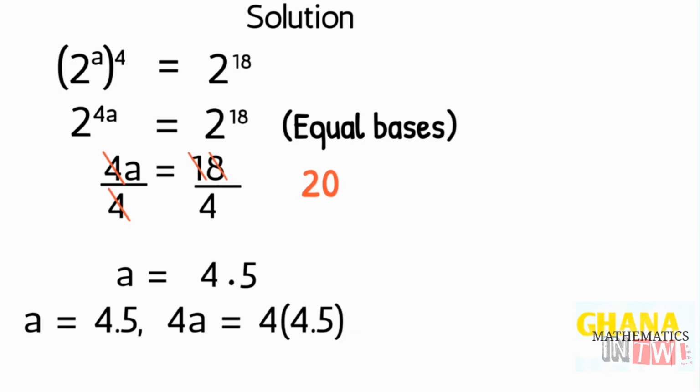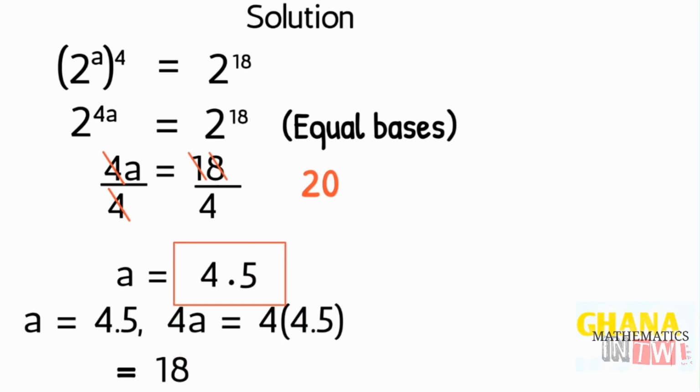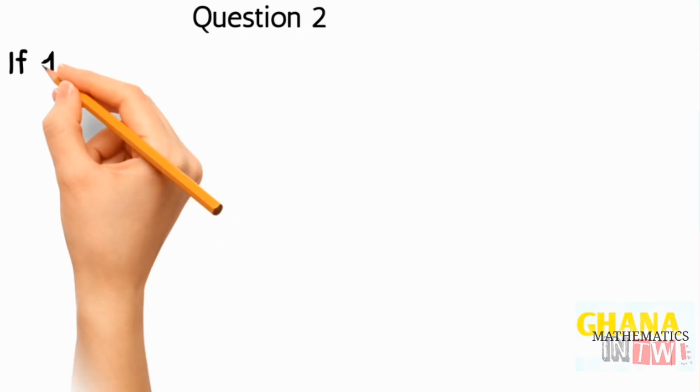A equals 4.5, but we know that 4a is 4 times a, and the a is 4.5, so 4 times 4.5 will give us 18. So therefore we can say that the value for 4 times a is 18, and we can see that the bases are equal, and since a is 4.5, it multiplies the 4 to get 18, so they are the same. So the value for the a is 4.5. So it will take about 4.5 years for the sheep to increase.